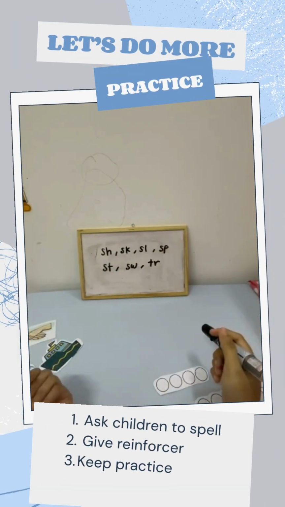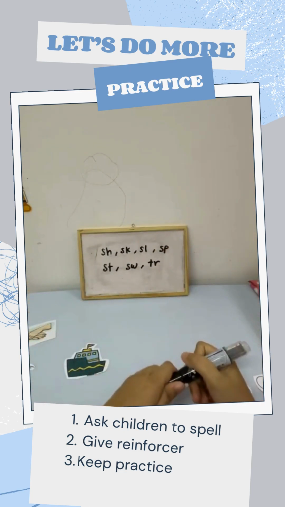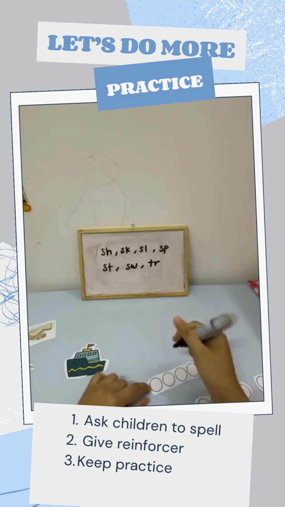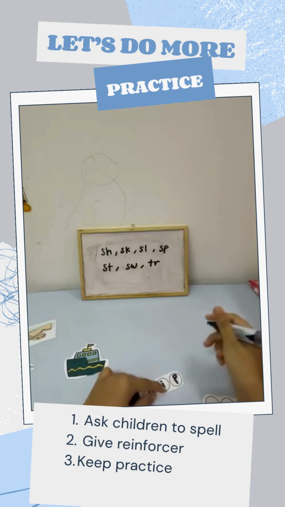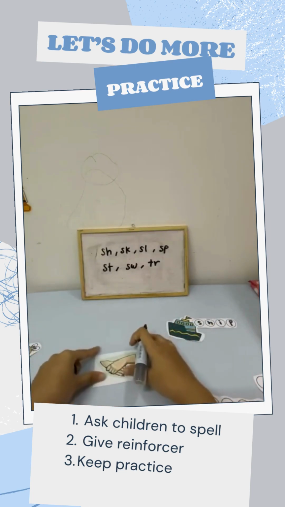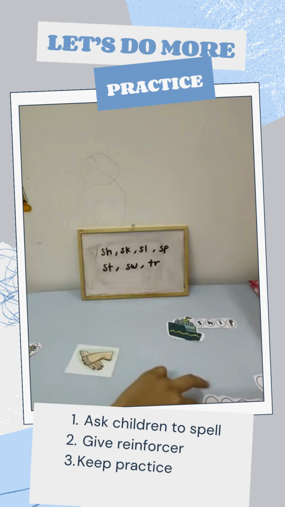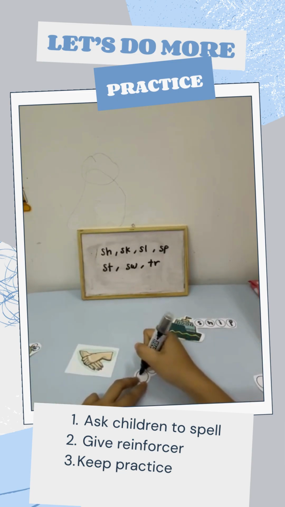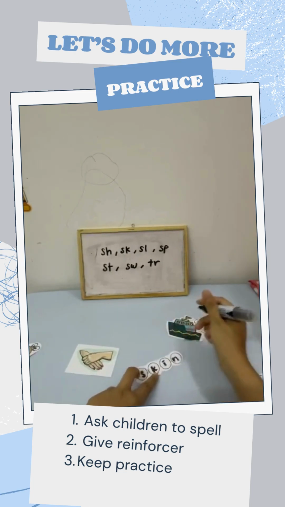Okay, parents, let's start. Sheep. Now we will spell sheep. S-H-I-P. Sheep. This picture shows skin. Skin. Now we will let them spell skin. S-K-I-N. Skin.